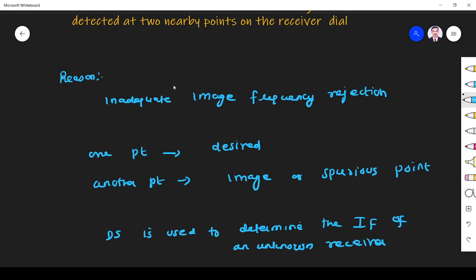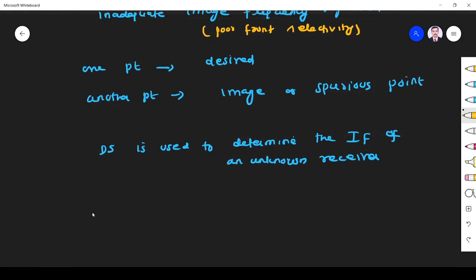I told you the cause is inadequate image frequency rejection, or the other name is poor front end selectivity. These are the reasons for double spotting in a superheterodyne receiver. So why don't we need double spotting? What is the problem with double spotting?